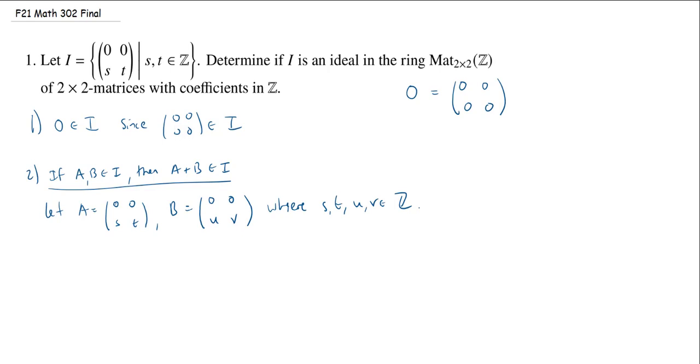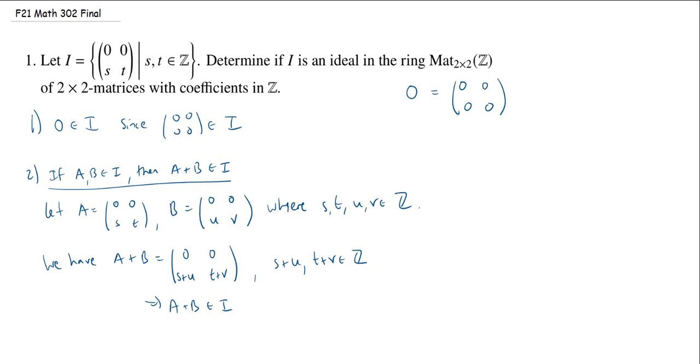Now we need to check the sum. A plus B equals 0, 0, S plus U, T plus V. And S plus U and T plus V are elements of the integers, so this really is an element of I. This implies A plus B is an element of I.